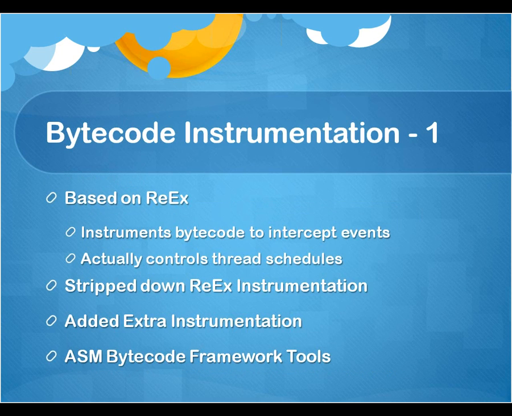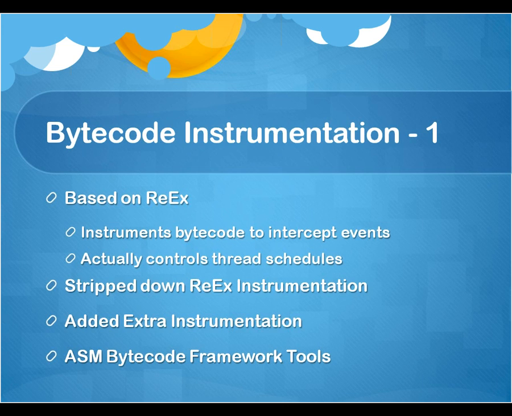So for the bytecode instrumentation, I actually based it off of another project at UIUC called REX. REX, their goal was to actually instrument the bytecode, and they intercept all things like synchronization primitives. And what they actually do is they don't allow the JVM to execute those. They do it all in code manually. And the reason they do that is they totally control all thread scheduling.